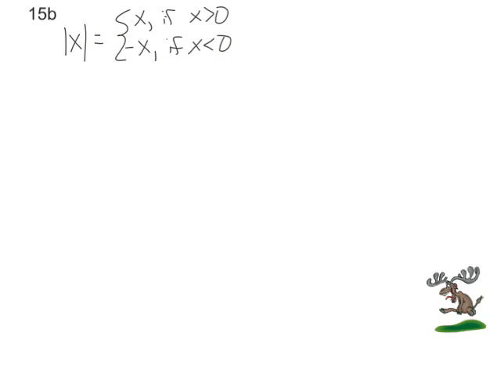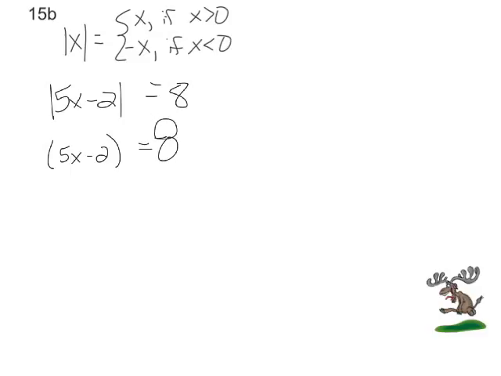Okay, 15b, another pretty straightforward absolute value problem. The absolute value of 5x minus 2 is equal to 8. So we'll first split it into its two parts. In the instance where the absolute value is greater than 0, we have this. And in the instance where the absolute value is less than 0, we have this.